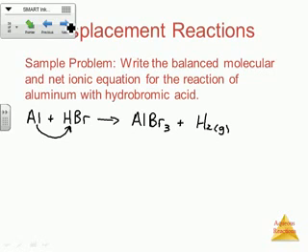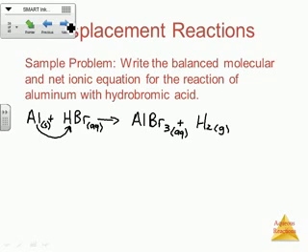Now this aluminum is a solid to begin with. This HBr, I'm going to assume, is an aqueous solution. It doesn't really say that, but it's talking about a net ionic equation, so I'm thinking this is done in aqueous solution. And the AlBr3, if you look up your rules, is going to be aqueous as well. So this is a gas-forming reaction that's happening here.